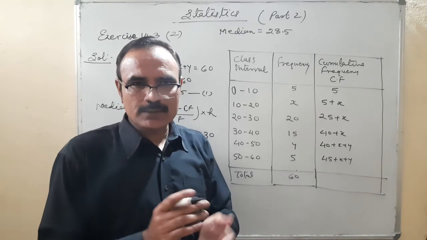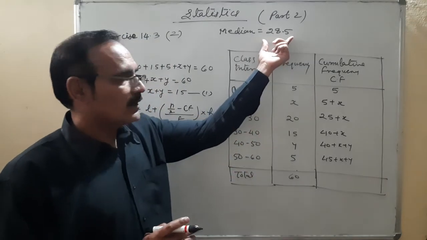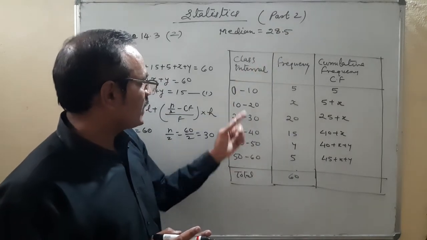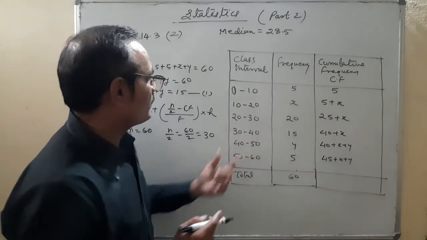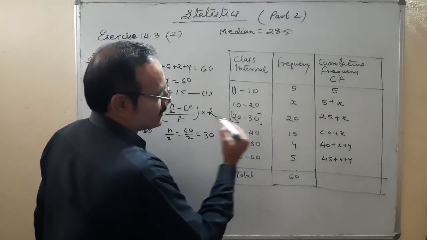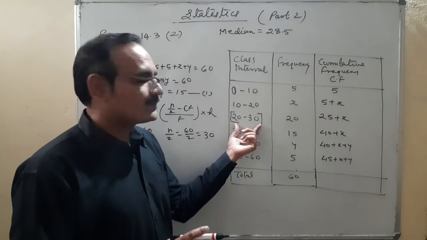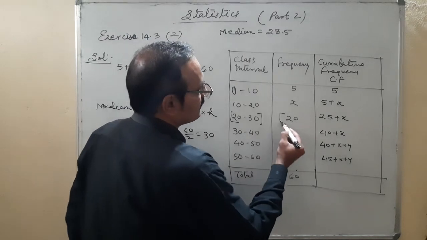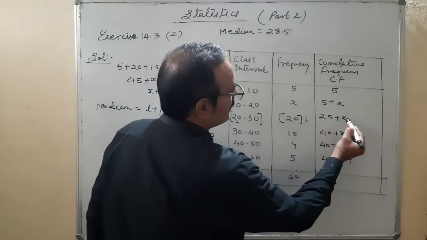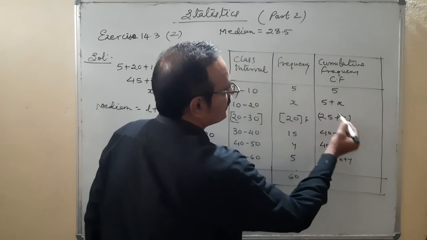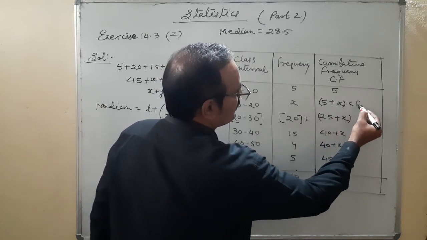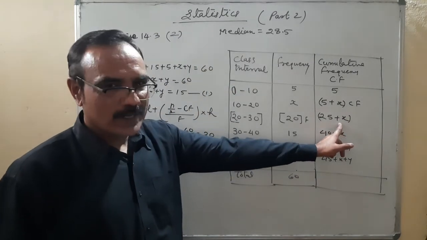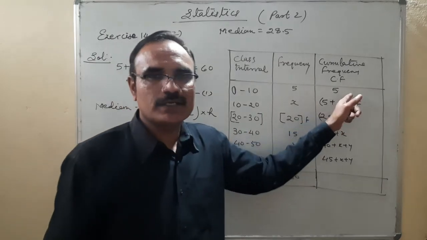What does it mean? What is its median class? Median class is that class where 28.5 is lying. 28.5 is lying between 20 to 30. So that means this class is the median class. So in the median class, L is 20. In front of that is F, and the preceding term is CF. It is F, it is L, and the preceding term is CF.